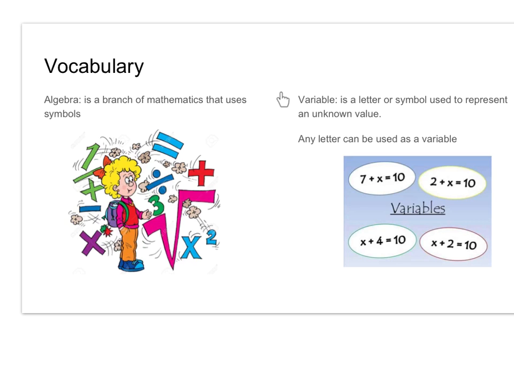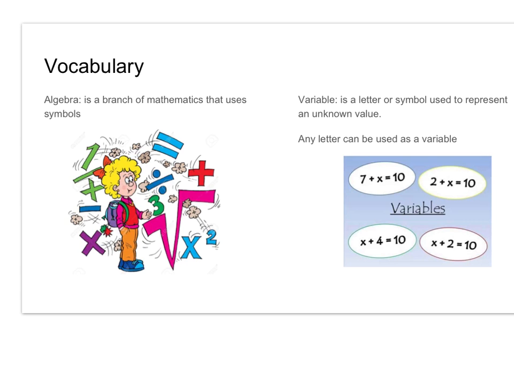Going into that, we need to know what a variable is. A variable is a letter or symbol used to represent an unknown value. So if we already have a number, that is considered a known value. But if we need something to hold an unknown, you would use a letter or a symbol, which is a variable. You can use any letter for a variable.